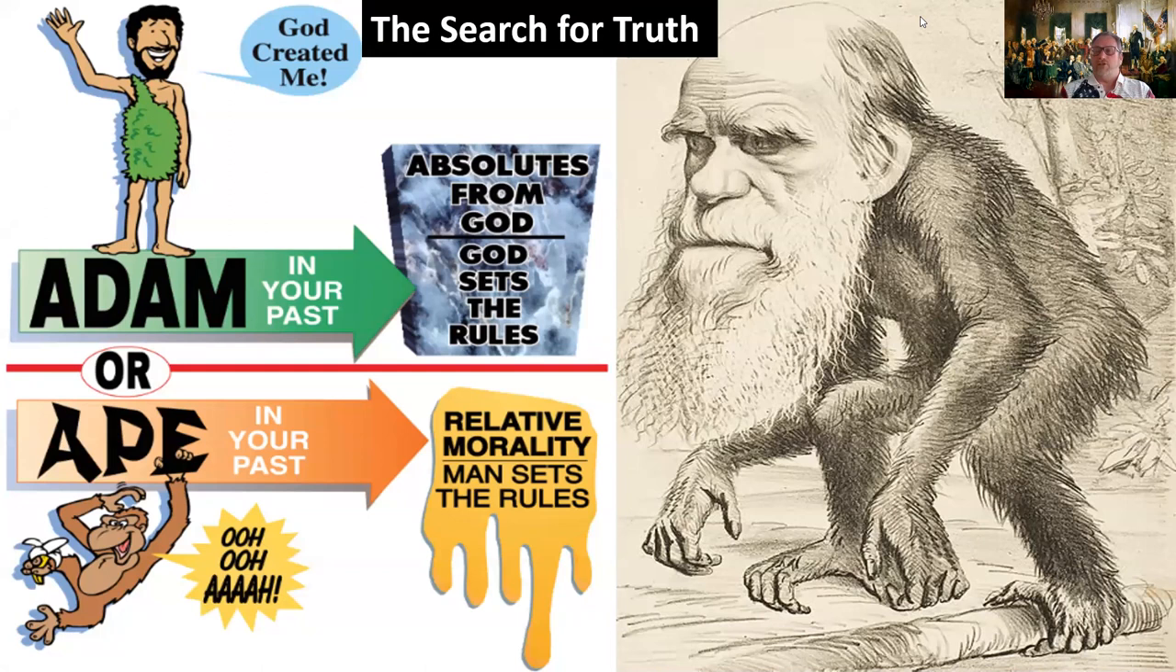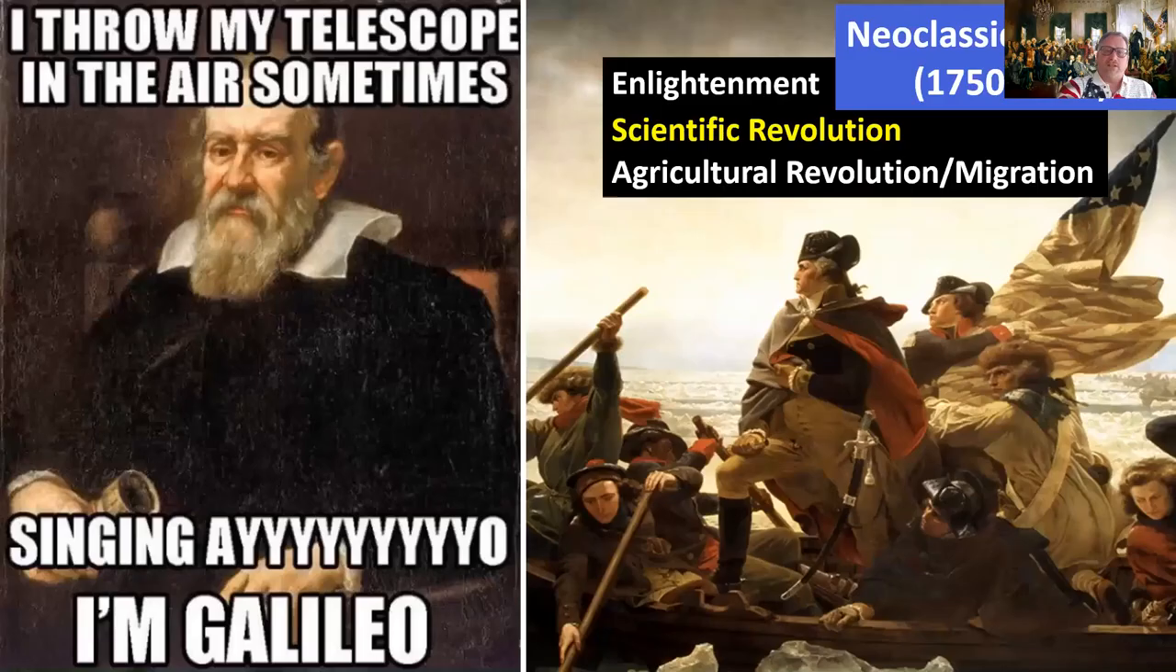This is a funny cartoon that was actually published during this time period, or just after it, showing Darwin and his theory of evolution, how he must have evolved from an ape. So is it Adam in your past, absolutes from God, God sets the rules, or is it ape, relative morality where man sets the rules? So we are going to go through this process that shows up. And so in the scientific revolution, we see ridiculous things.